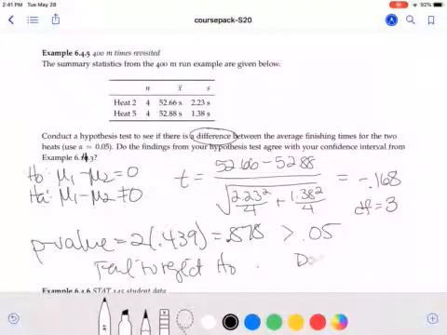And this does match the confidence interval conclusion because our confidence interval contains 0, which suggested that there was no difference.